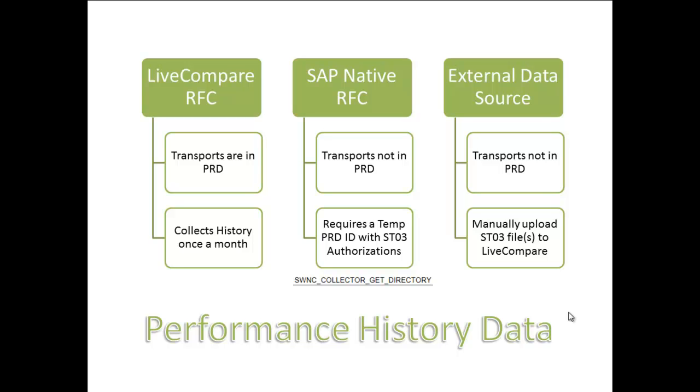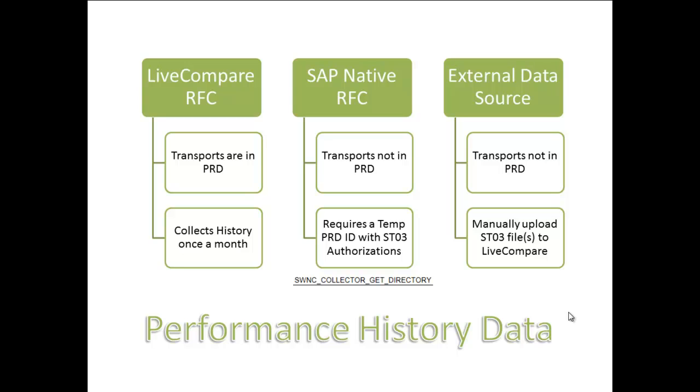If you don't have the LiveCompare transports in production, you can use the SAP native RFC option, which requires you to enter a temporary production ID that has the ST03 authorizations to run the function SWNC_COLLECTOR_GET_DIRECTORY.